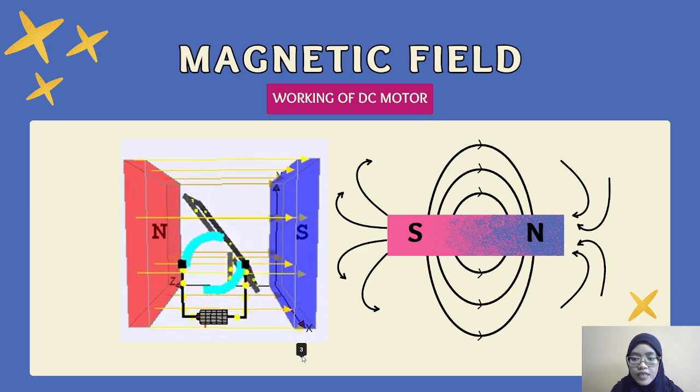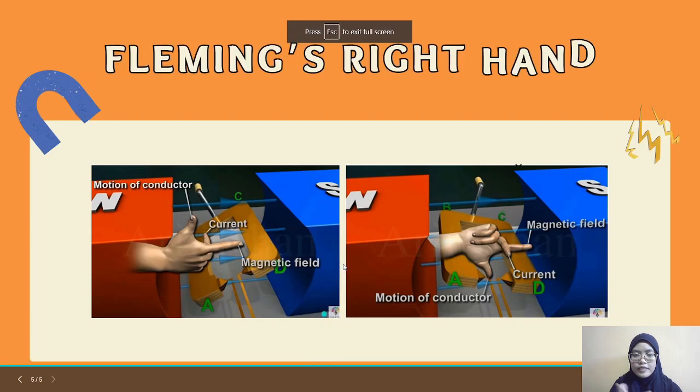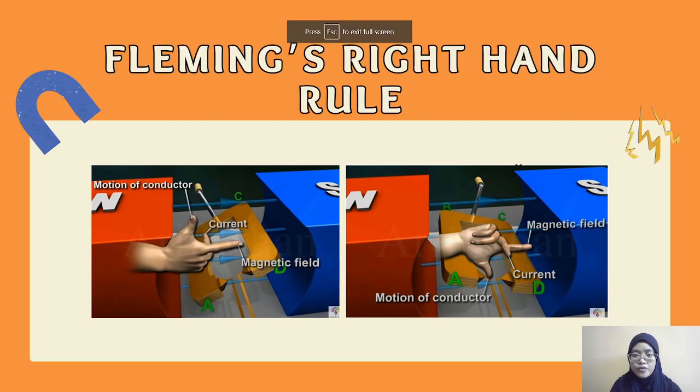In this video, an electric current is supplied externally through a commutator. The commutator reverses the current every half turn to ensure that the coil rotates in the same direction. When an electric current passes through a coil in a magnetic field, the magnetic force produces a torque that turns the coil in the DC motor. Okay, this is Fleming's rule.